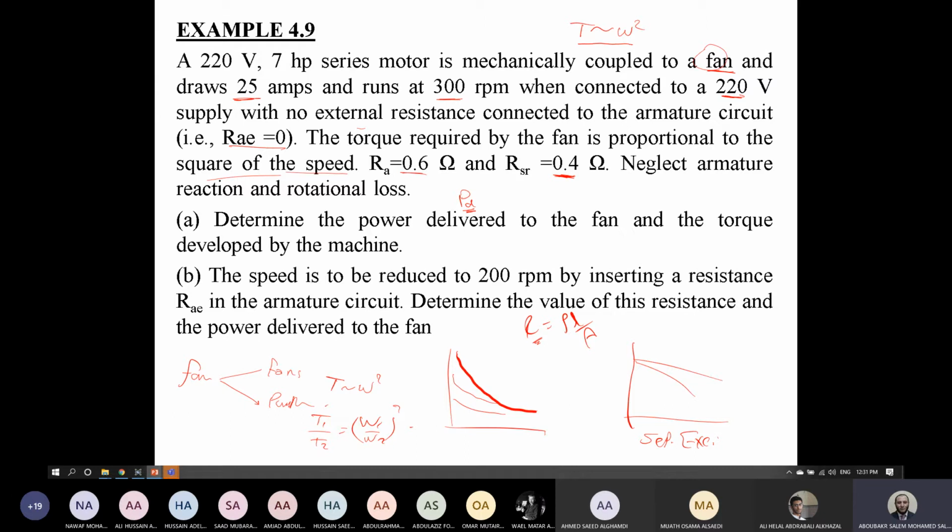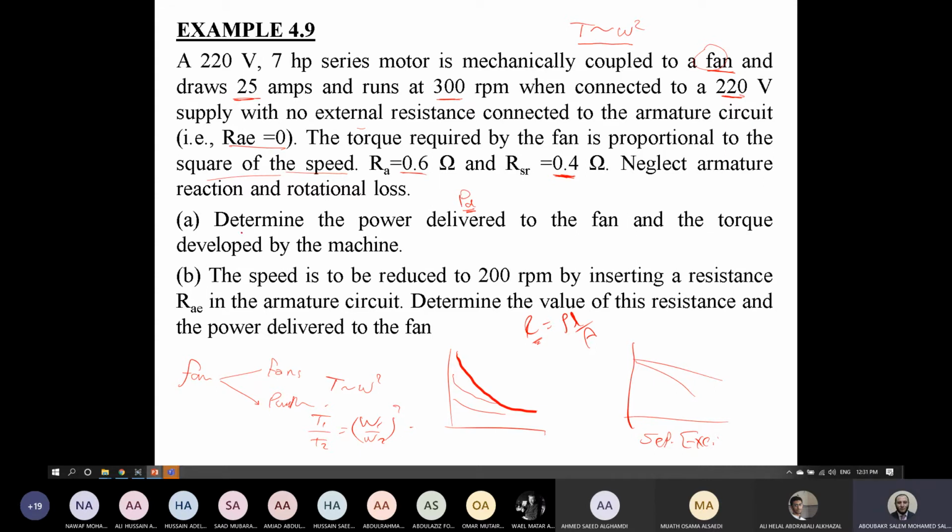For that, because here the field winding is connected in series with the armature and the current is going to be high, the value of resistance has to be small in order to have sufficient cross-section for the armature current. Fine.